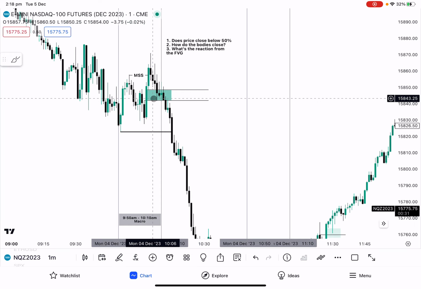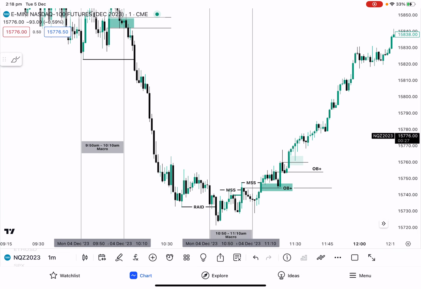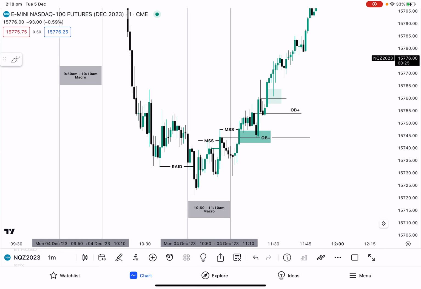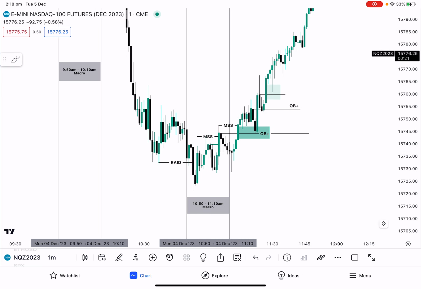This one here didn't, right? It didn't give you a setup for a long position. You may have gone short, fair enough, but if you're looking for longs, the macros in this case allowed you to be profitable for that day. So I hope that kind of helps.